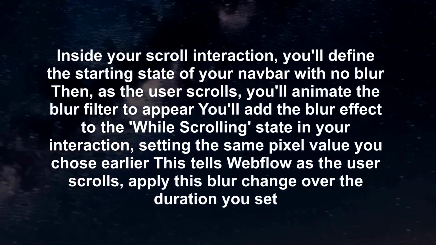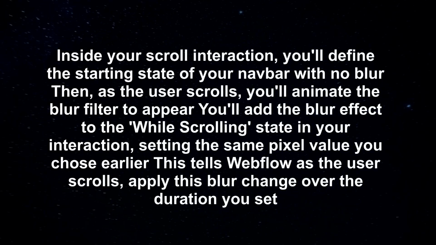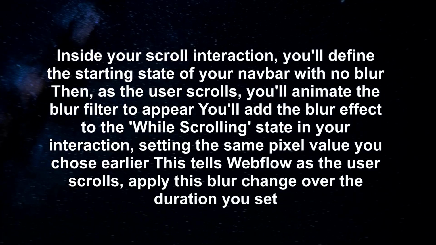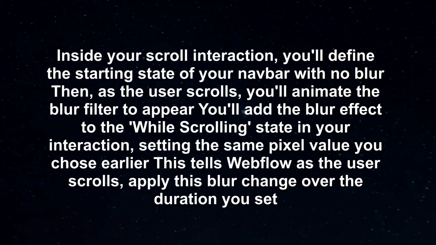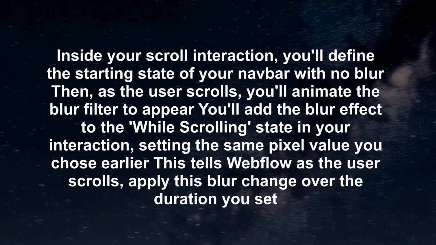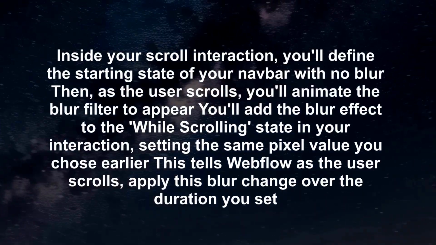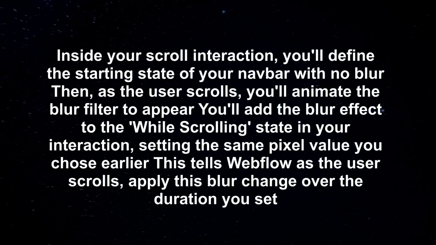Inside your scroll interaction, you'll define the starting state of your navbar with no blur. Then, as the user scrolls, you'll animate the blur filter to appear. You'll add the blur effect to the while scrolling state in your interaction, setting the same pixel value you chose earlier. This tells Webflow, as the user scrolls, apply this blur change over the duration you set.